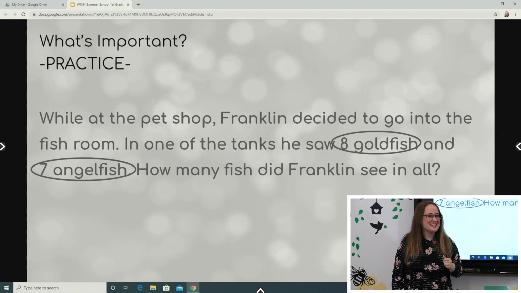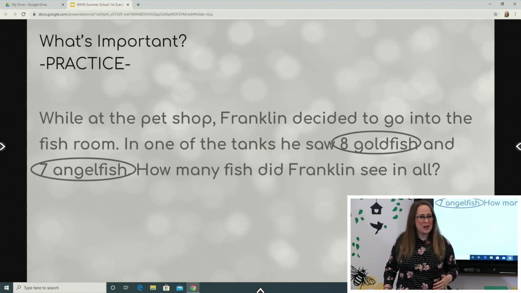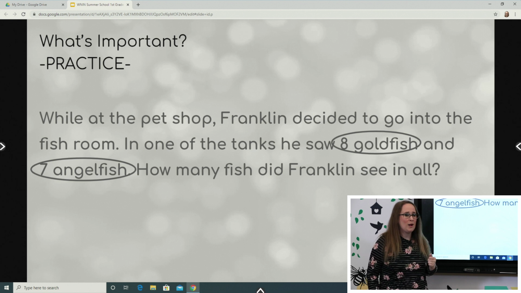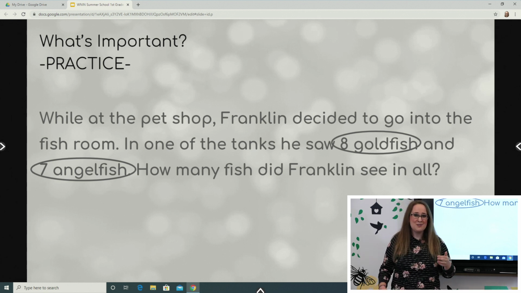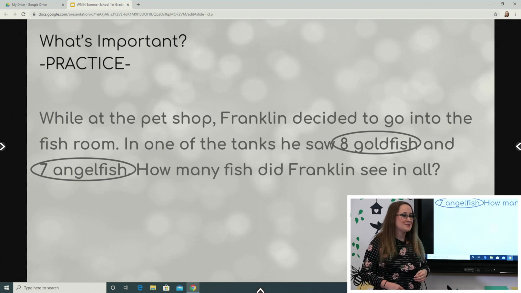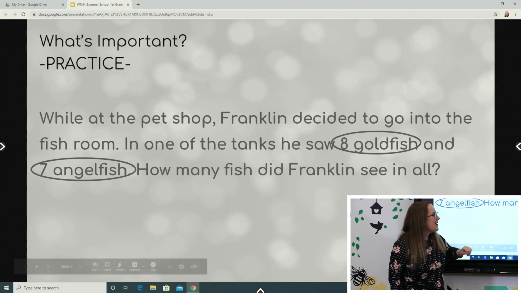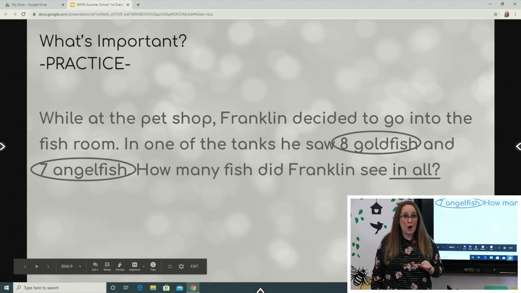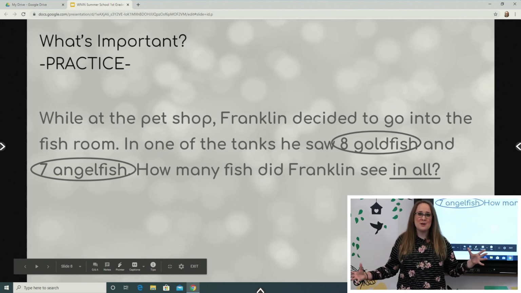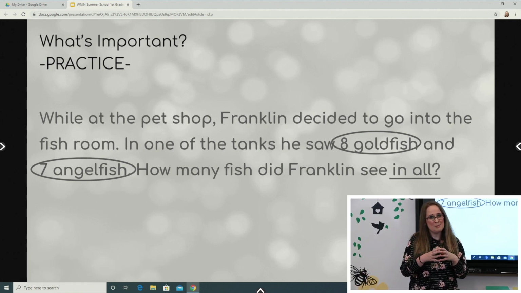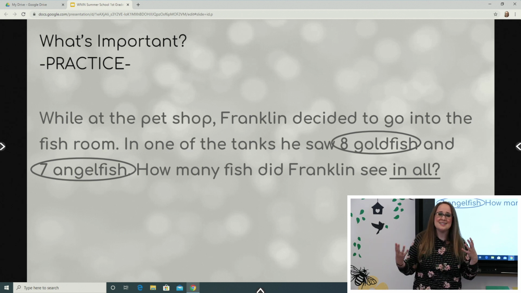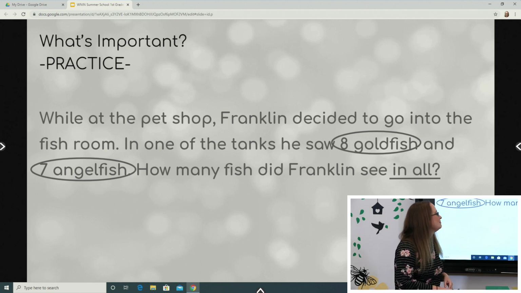Do you see a detective keyword that lets us know if we're adding or subtracting? Because this story problem doesn't just tell us we add or we subtract. Do you see it? I know I sure do. I see in all. In all means we're going to be joining or combining these numbers together. This is an addition story problem.